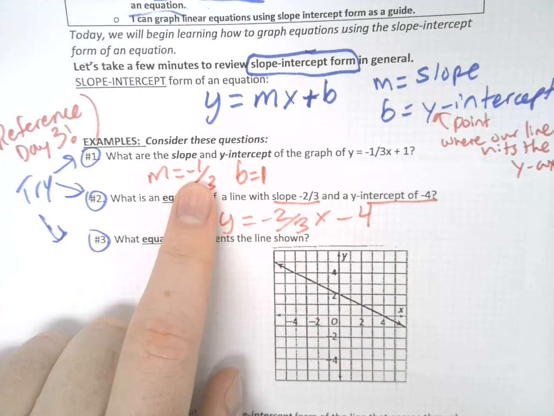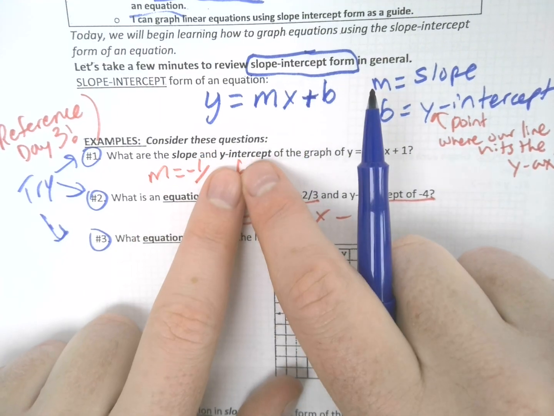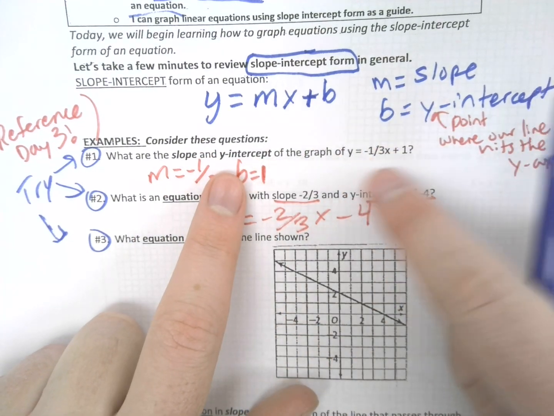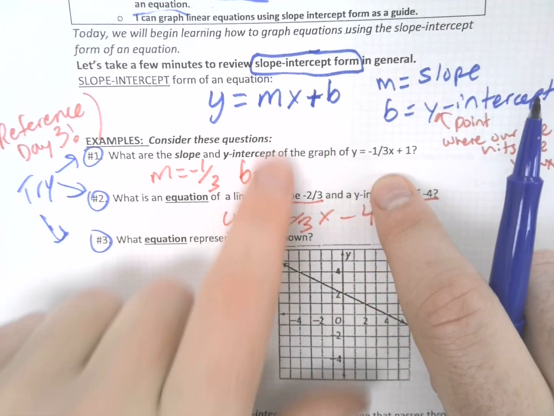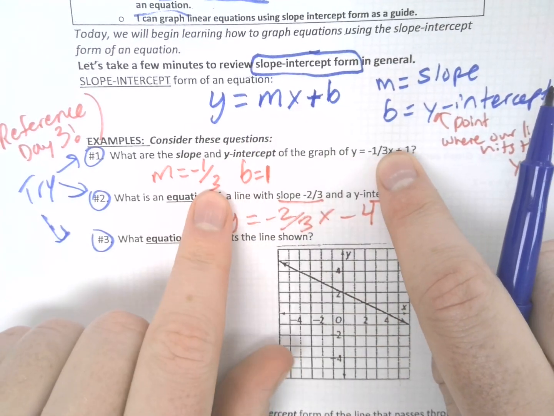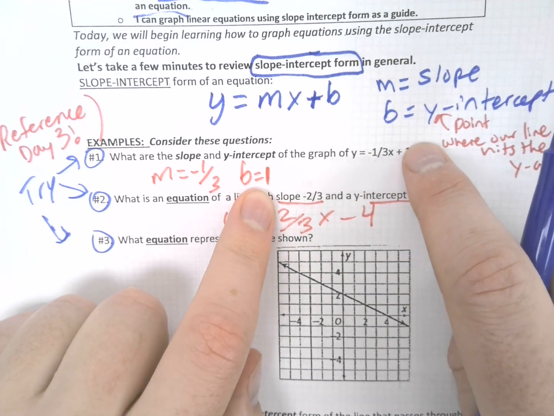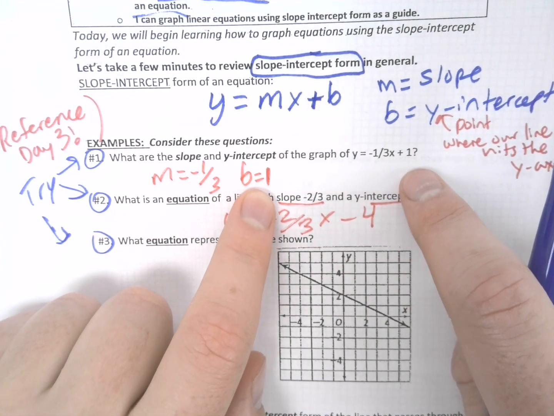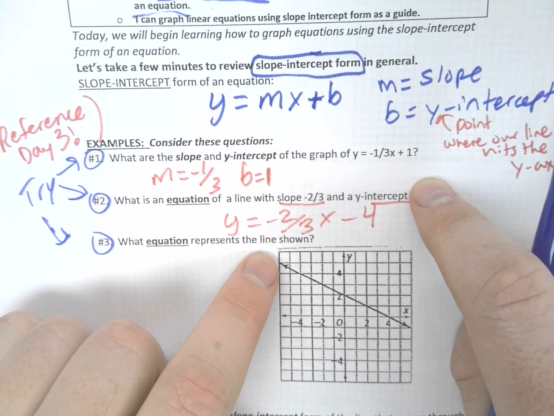Okay, so number 1, they gave us this equation and said, hey, what's the slope and the y-intercept of this equation right here? And I said, okay, y equals mx plus b. So m is going to be our slope. That's negative 1/3. And b is what we're adding or subtracting at the end. That's where our line is hitting the y-axis. Looks like our line is hitting at 1 on the y-axis.